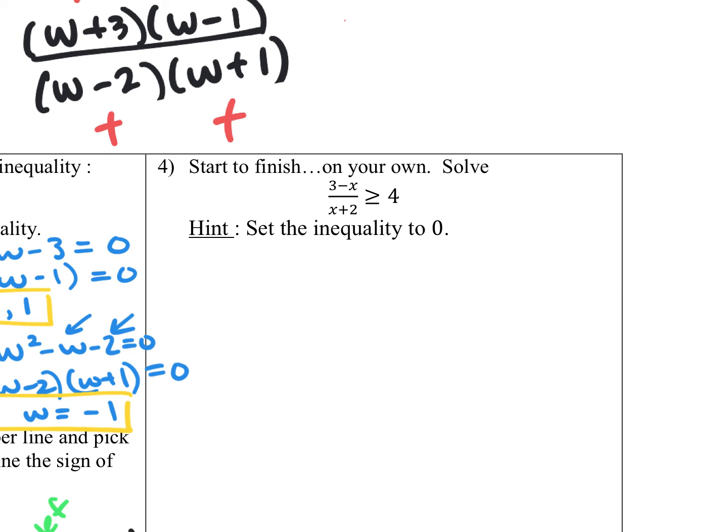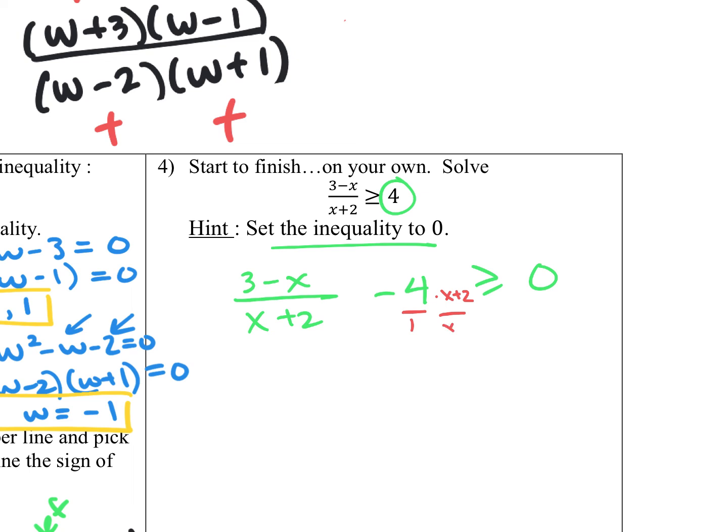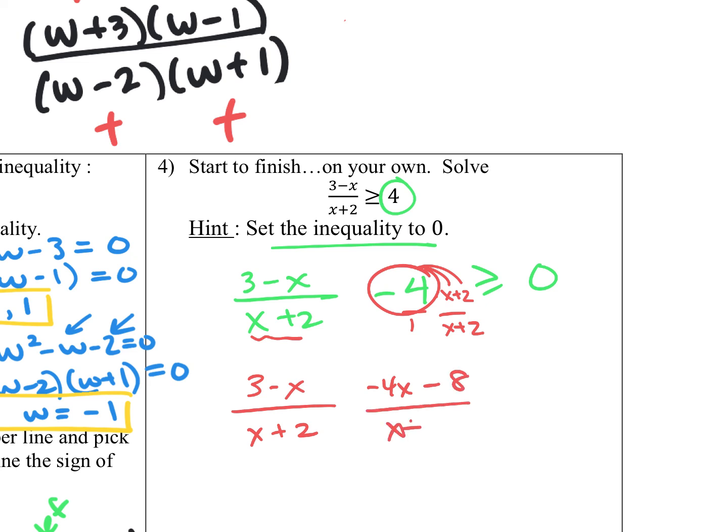So we want to have it equal to 0. Everything needs to be compared to 0. So I'm going to have (3 minus x) over (x plus 2). I'm going to subtract 4, greater than or equal to 0. In order to combine those, we need to have a common denominator. So I'm going to multiply by x plus 2, so that way it matches. So (3 minus x) over (x plus 2). And then if I take the minus 4 and distribute, that's going to be minus 4x minus 8, all over x plus 2.